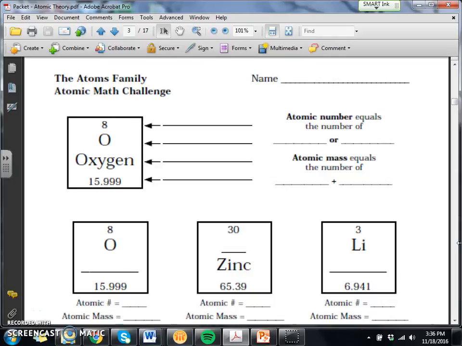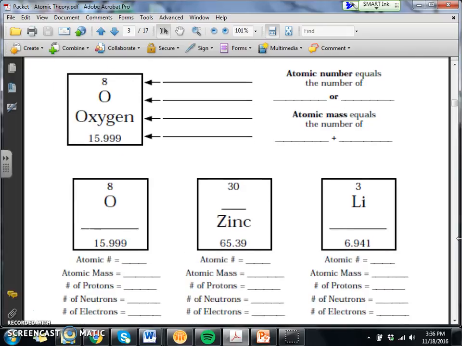Okay, so we talked about the atom and the basic structure in our last video, but we kind of want to reiterate what's going on. So for a little box here, this little periodic table box, we know that the number 8 is the atomic number. We know that the O is our symbol. The word oxygen is the element name, and 15.99 represents the atomic mass.